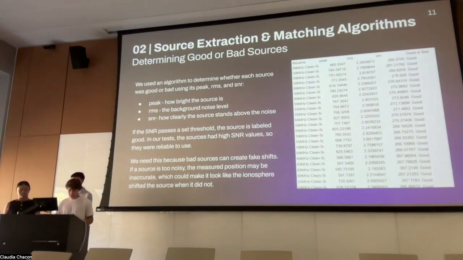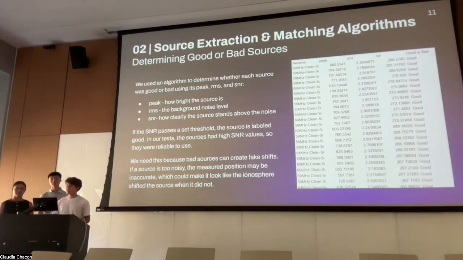One of the first things we did was sorting through the data to determine whether it's good or bad. We used 3 variables to determine that: Peak, which is how bright the source is; RMS, which is how much the background noise is; and SNR, which is how clearly the source stands out of the noise. If the SNR passes a certain threshold, it's labeled as good. In our test, we had high SNR values, so luckily all our sources were good, but we need to do this because bad sources can cause phase shifts, making it possible for us to mislabel the atmospheric shift that's due to bad data.